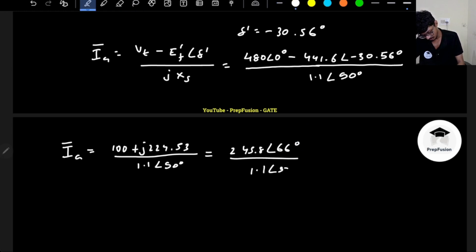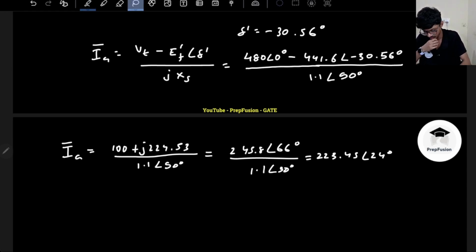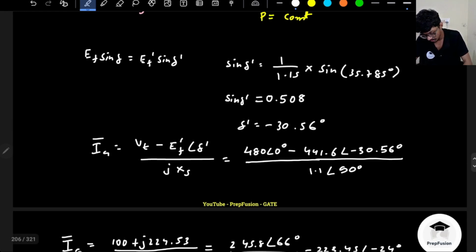So your new armature current is 223.45 angle 24 degrees. This will be minus 24 actually, since 90 is going upwards, so it will be minus 24. This is the phase current.